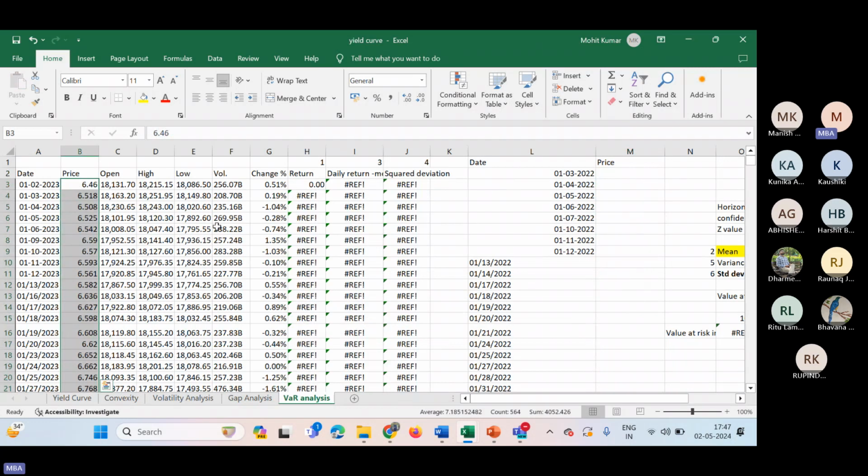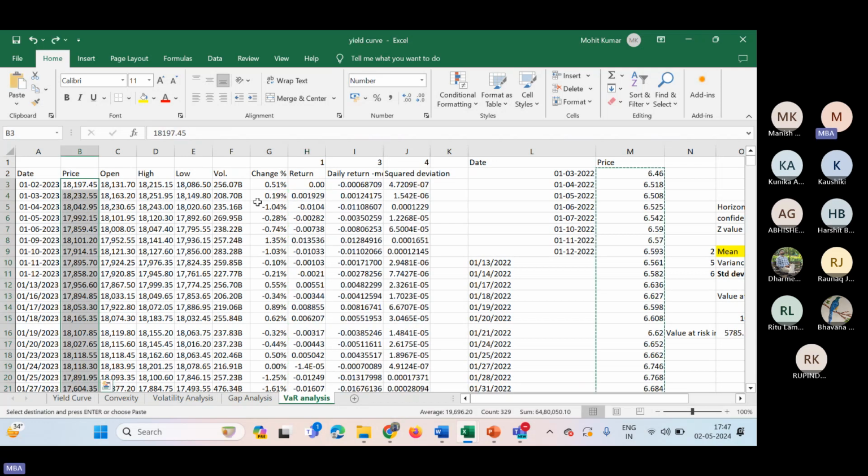Everything will be changed. Oh, too much changed. Why is it so? The average, okay, the return will change, right? Sorry. Someone was saying something. No sir. Oh, the formula got changed. You have to put the formula again.